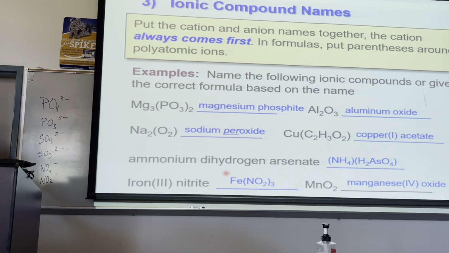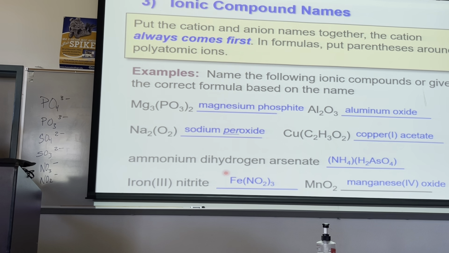The cation always comes first. In formulas, put parentheses around polyatomic ions. Name the following ionic compounds or give the correct formula based on the name. So we're going to name the metal first, magnesium, and then PO3 minus is phosphate, so magnesium phosphate, phosphite, excuse me, careful with my language.